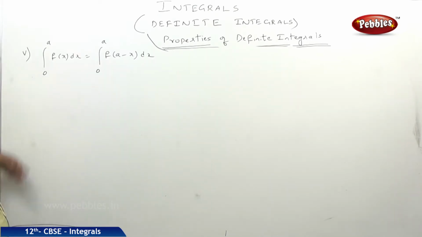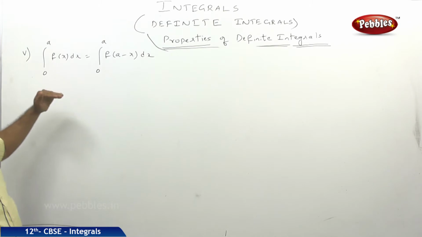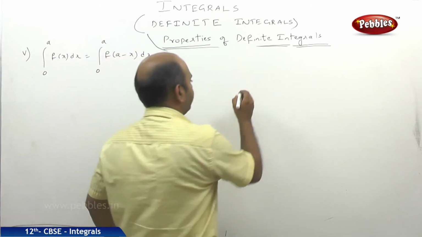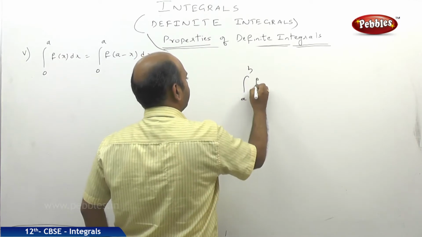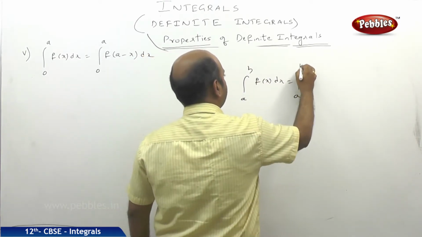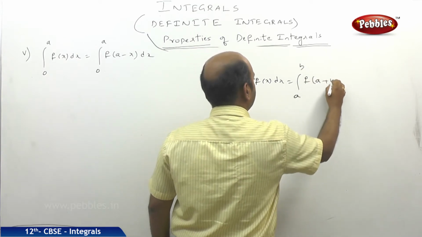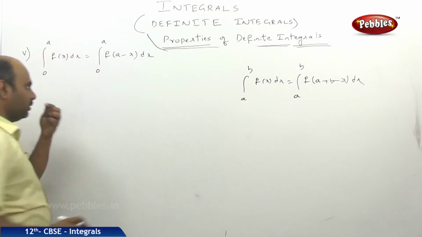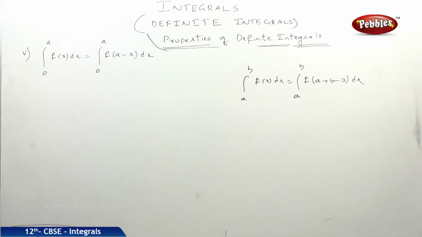Right? Now we shall be seeing a fifth property, which is a special case of the previous property. What is the previous property? Once again I will be revising. Integral of a to b f of x dx is equal to integral of a to b f of a plus b minus x dx. So we call this as a special case. Now how can we prove this particular thing? We shall see. Again proof.